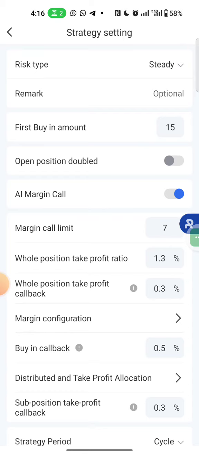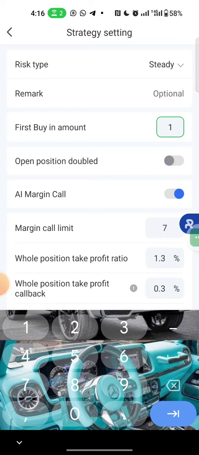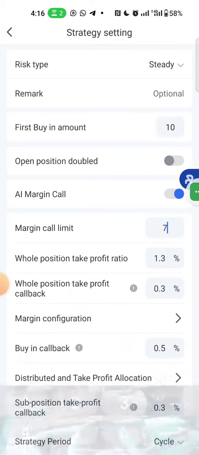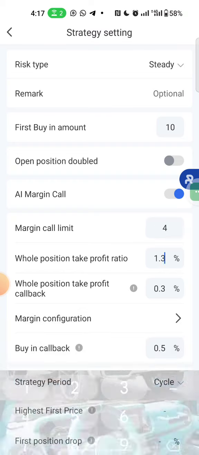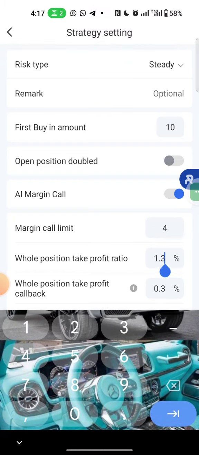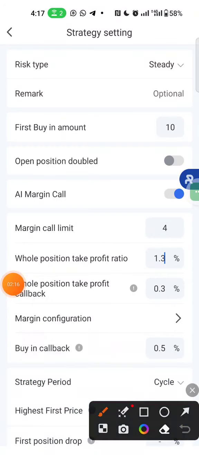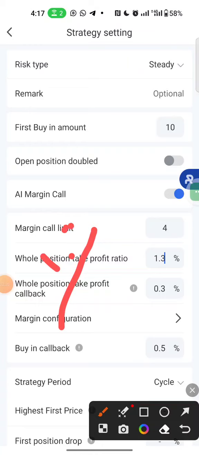So let's say you have $50. Your first buying amount could be 10, and the maximum number of margin calls can be 4, because 10 times 4 is $40, plus the first buying amount used, which makes 50. For the whole position take profit, remember we explained in the previous tutorial that this means if the market rises by 1.3 and tries to go down by 0.3, let the robot sell.